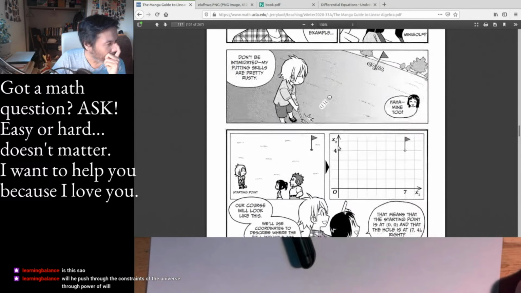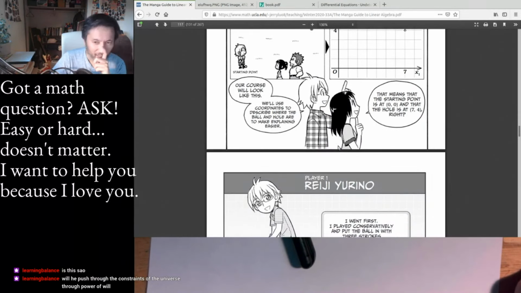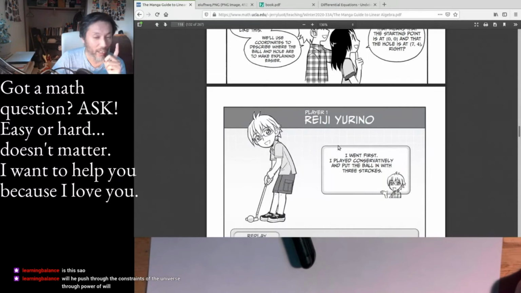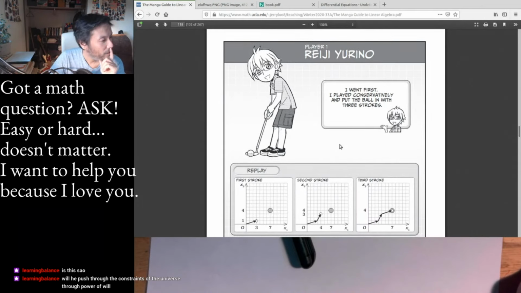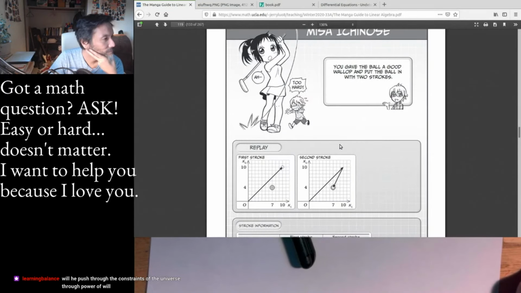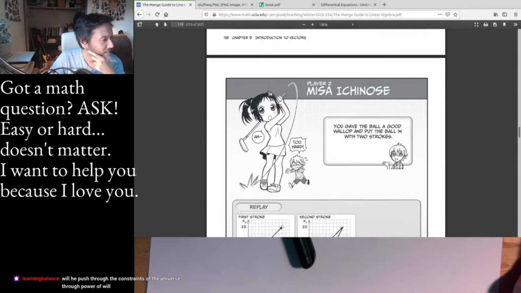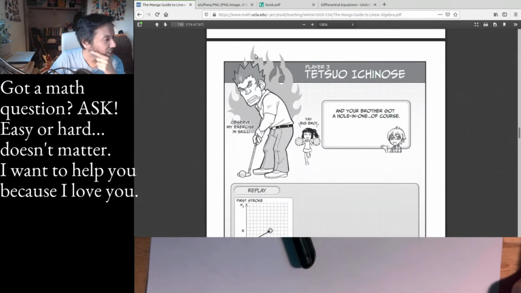Mini golf? Mini golf is a common first date, right? It's kind of like they're on their first date here. Although, no. I guess the other tutoring sessions would count as dates as well, right? Hey, it's Golf Misa. And it's Golf Tetsuo.